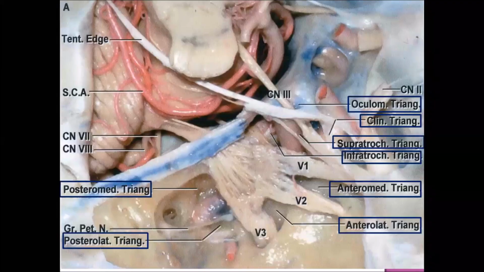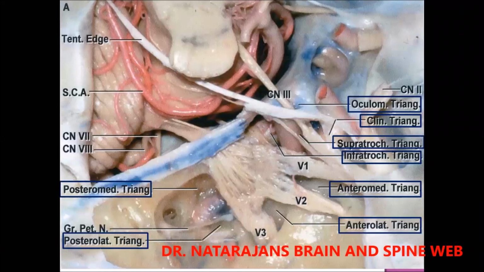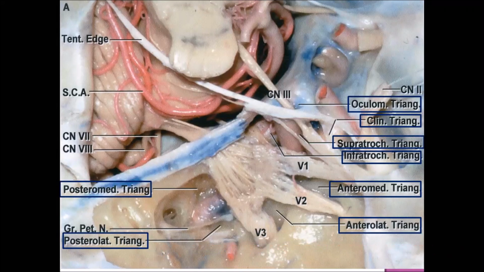These are the various triangles in the cavernous sinus and the middle cranial fossa. So this is the summary of the picture. You may not be able to understand it directly if you see this picture, so now we will come to this picture in a step-by-step dissection manner. These are all pictures taken from Rhoton's atlas.